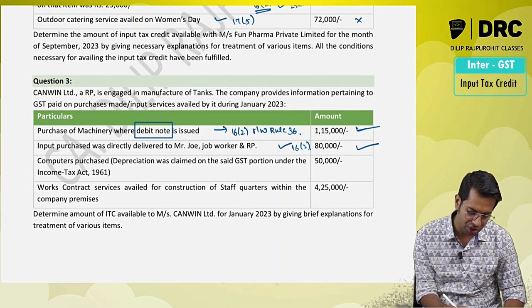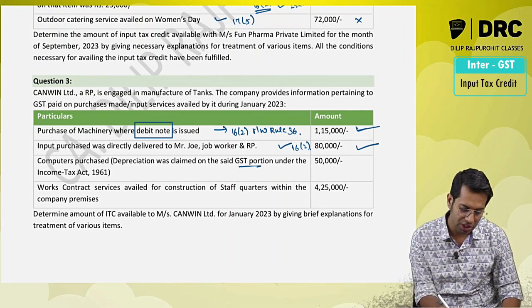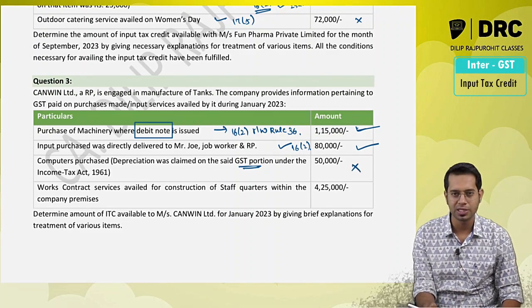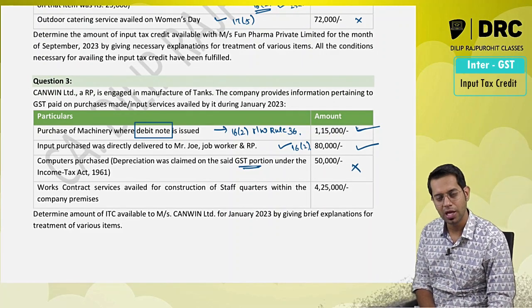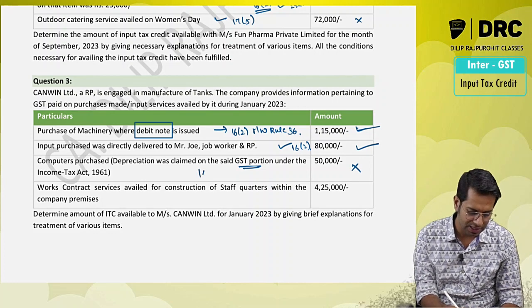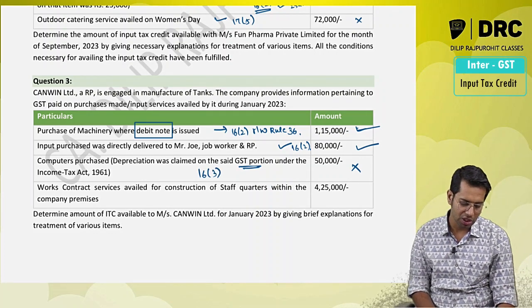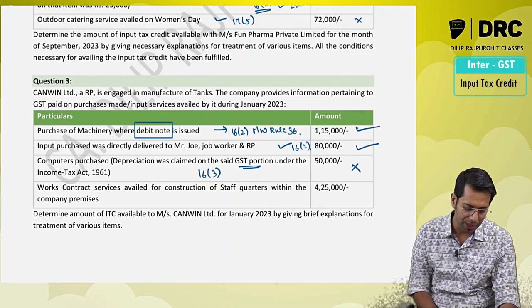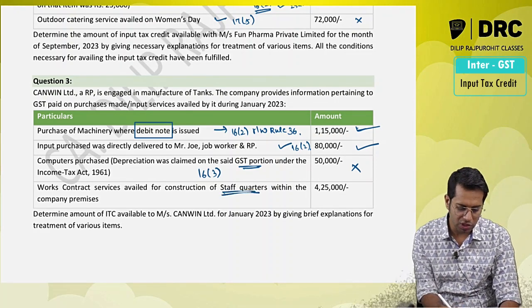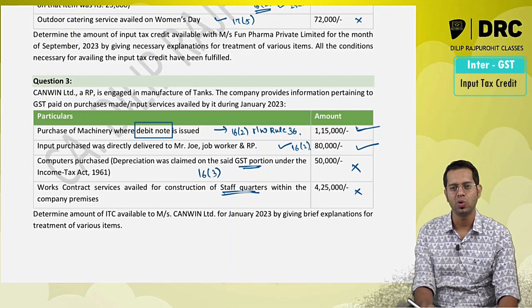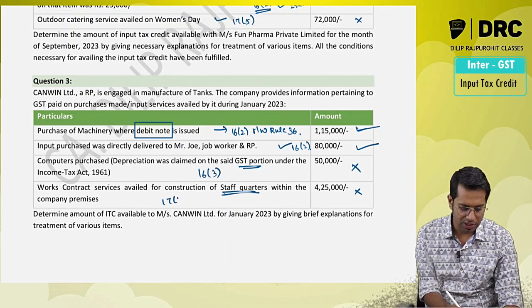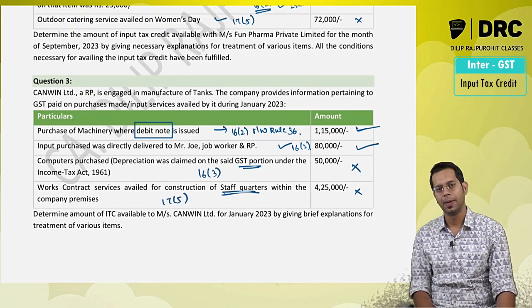Computers purchased, depreciation is claimed on the said GST portion. Can you take ITC, sir? No, because they are taking depreciation on the GST also. Section 16 subsection 3. Works contract services availed for construction of staff quarters within company premises. So for staff quarters you have taken works contract services, can you take input tax credit? Answer is no. Section 17 subsection 5, blocked credit.